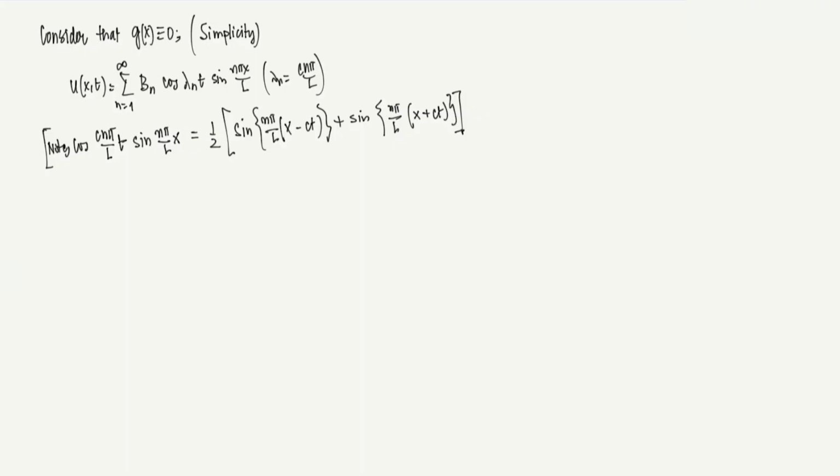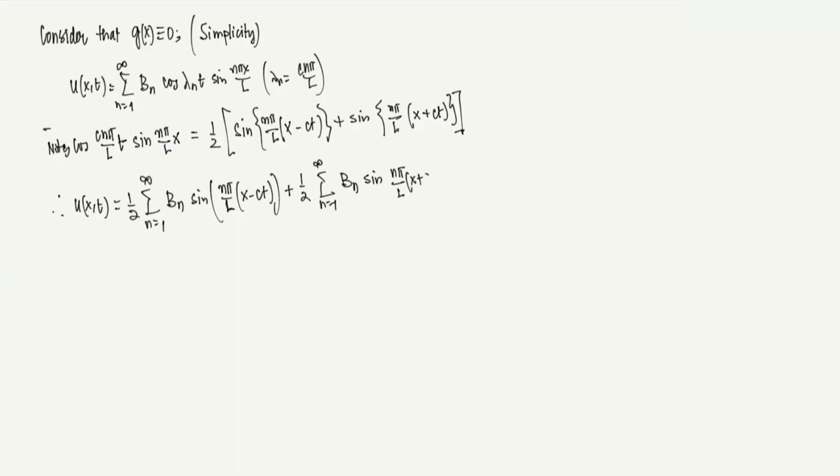Now this is clear. So if you put that part here, u of x,t will be half times summation n equals to 1 to infinity bn sine of n pi by l x minus ct, plus half times summation n equals to 1 to infinity bn sine of n pi by l x plus ct. Now you see these two equations.